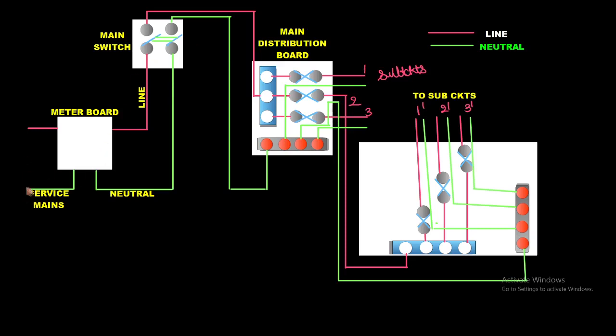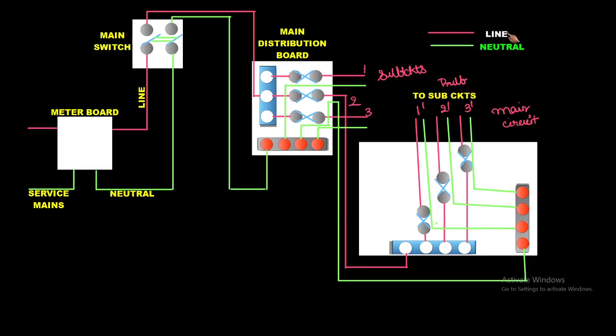Next, from the sub circuits you can observe one more box given here. This we can call the main circuit. From the main circuit you are going to connect the sub circuit. Sub circuits means you can connect the bulbs and all those things. Here I indicated what is used.